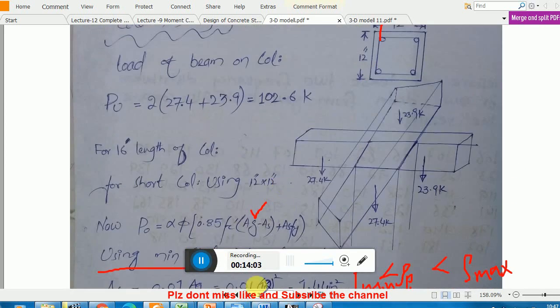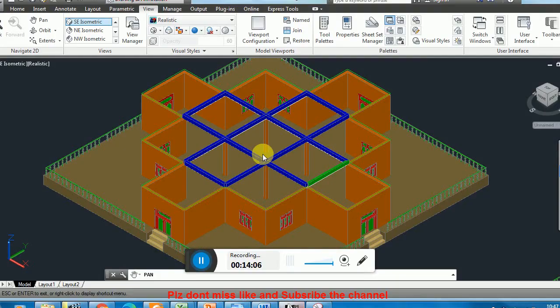So this ends the design of the column. The diagram is clear now, you see here. I think the column design will be clear if there was any confusion. In the next lecture, inshallah, we will design the footing for this column.